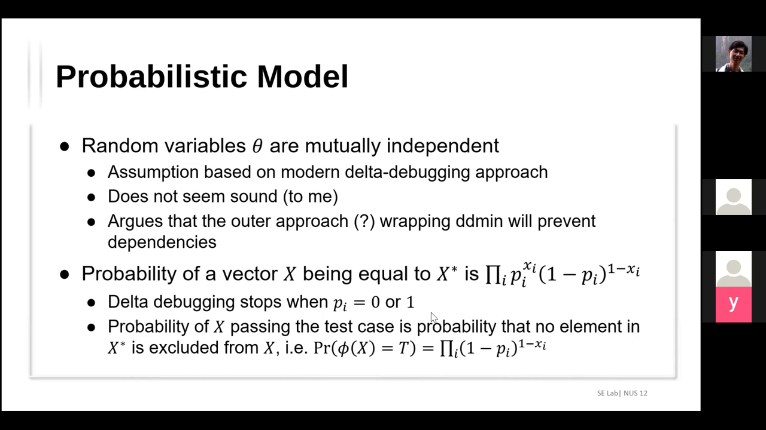And so the probability of a vector X passing the test case is the probability that no element in X star is excluded. X star in this case is the most optimal subsequence, the shortest subsequence that will pass the test case. So the probability of a subsequence passing the test case is the probability that it has all the elements in X star. I think it will be easier to think of it as the set representation instead of the Boolean representation. X passes the test case if X star is a subset of X. Because no element in X star is excluded from X, we just need to look at those that are excluded.